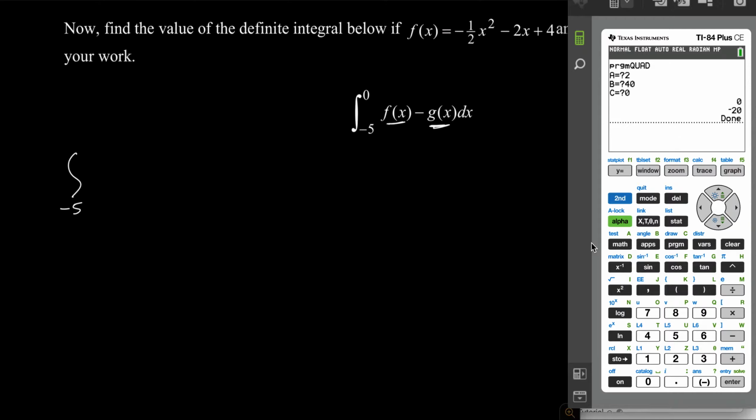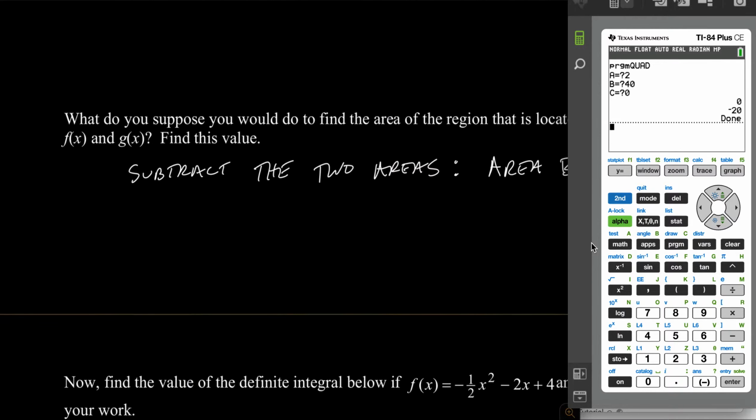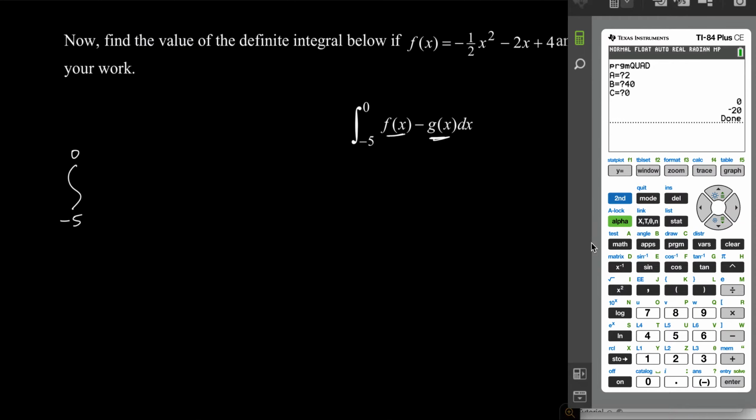So if we do the top function, so f of x was the parabola is above the line. So what was the parabola's equation? Negative 1/2 x squared minus 2x plus 4, minus the line, which is 1/2 x minus 4. It's minus 4 because it's really minus 1/2 x plus 4. We've got to distribute that negative sign.